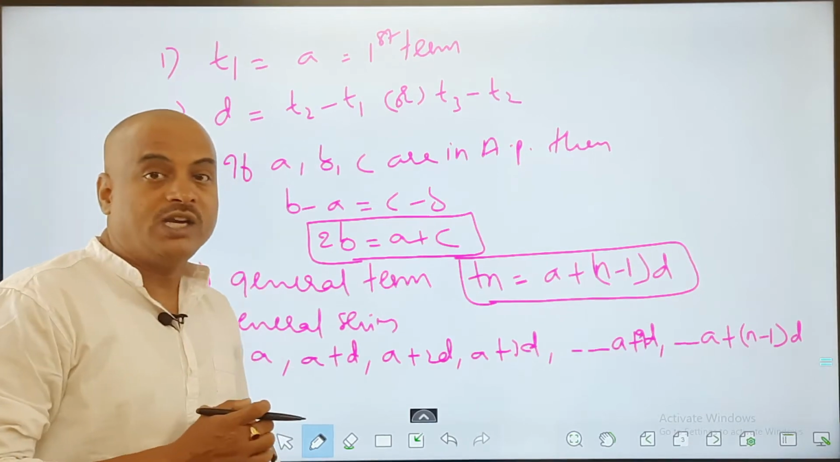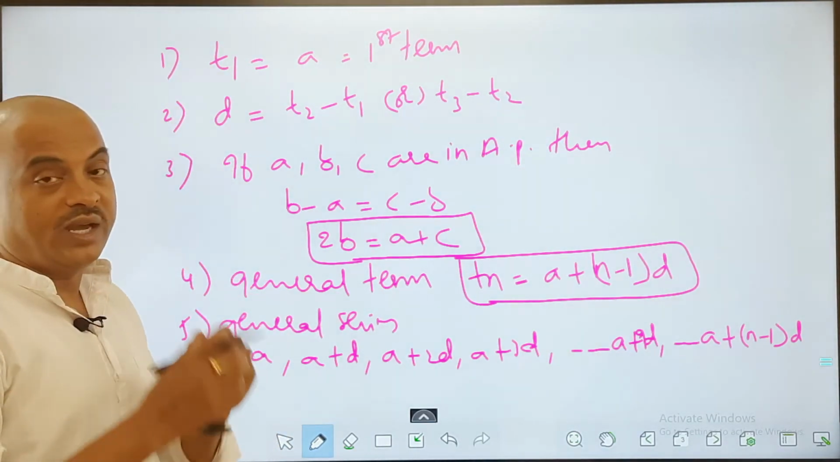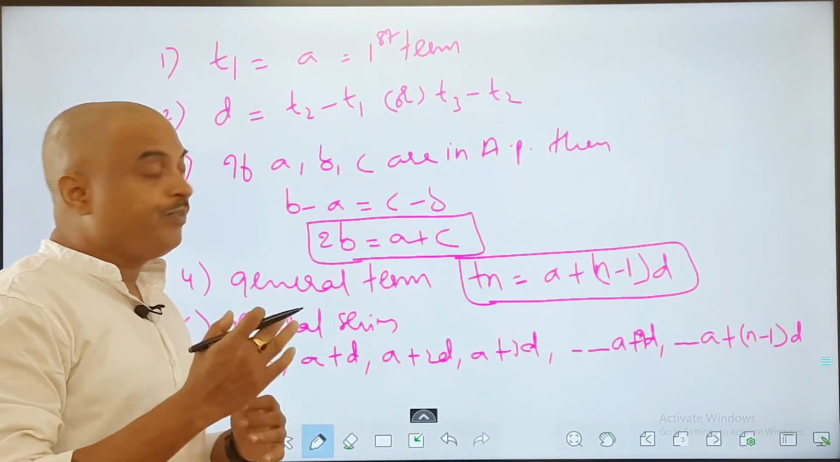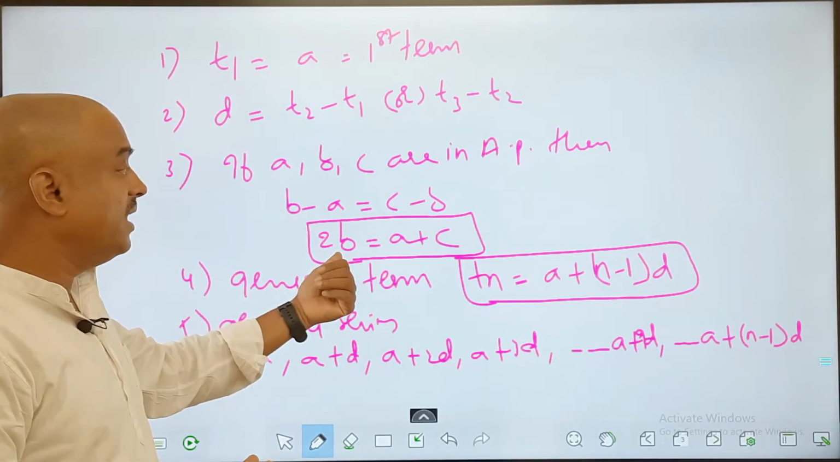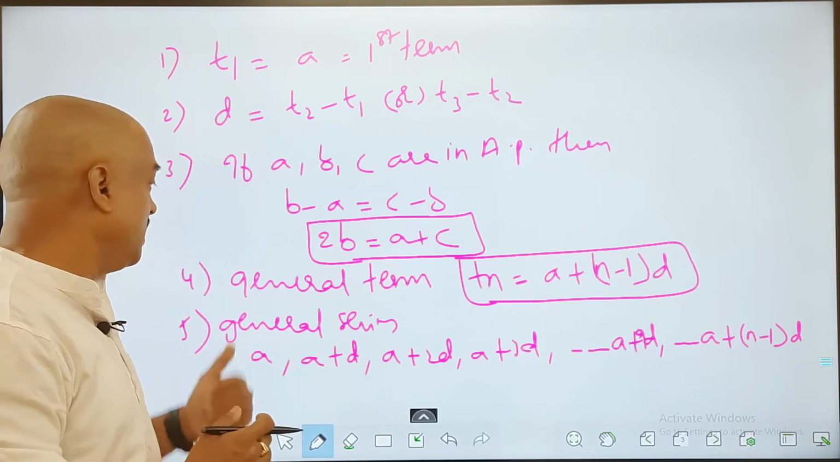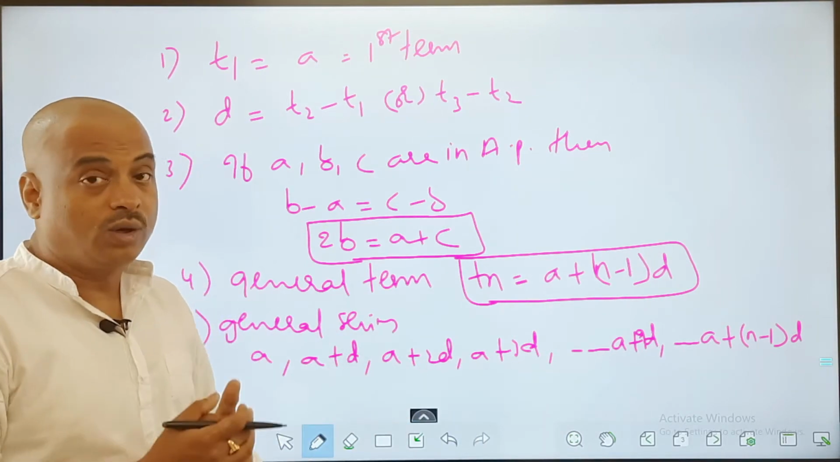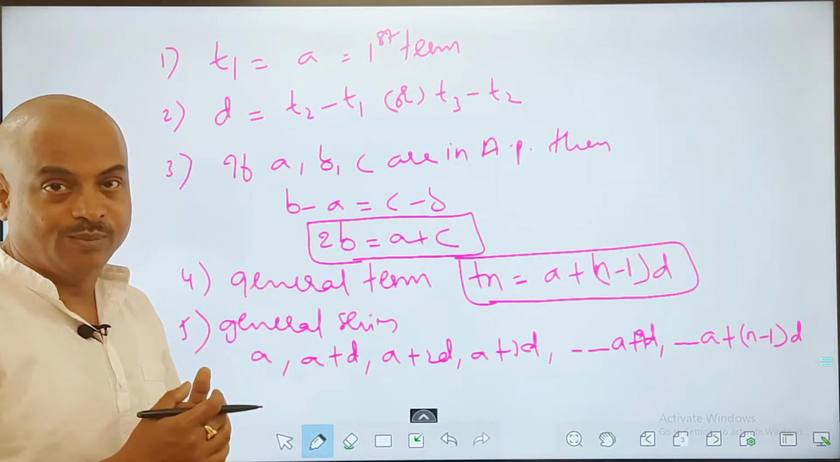And these are the points which we need to remember while doing arithmetic progression. So the very first term is called A, then the common difference, and this is a condition to know whether the given three numbers are in arithmetic progression or not, then the general term and the general series. So you can make a note of these points while doing arithmetic progression.